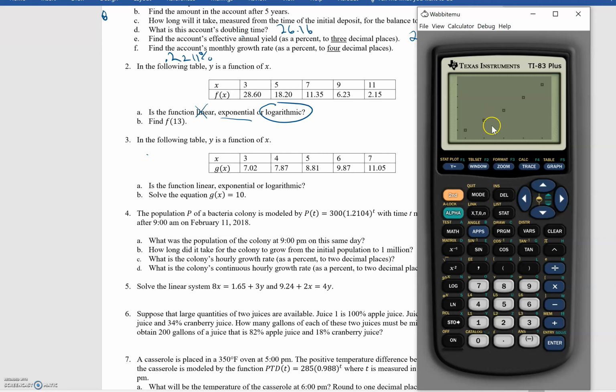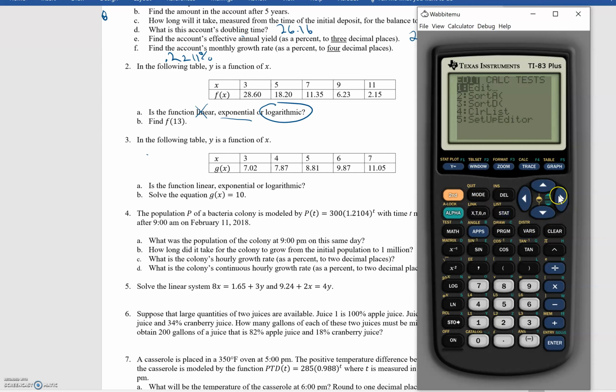So if you wanted to check linear, that's fine. But if you're in a hurry, I think you would be safe in saying that this is either going to be exponential or logarithmic. So let's go ahead and take a look at the exponential regression.